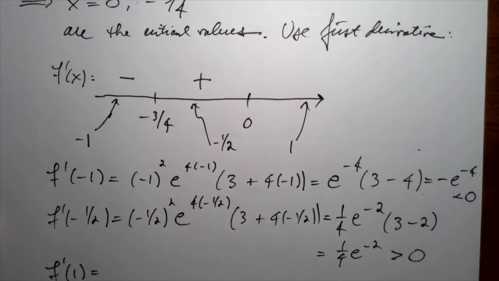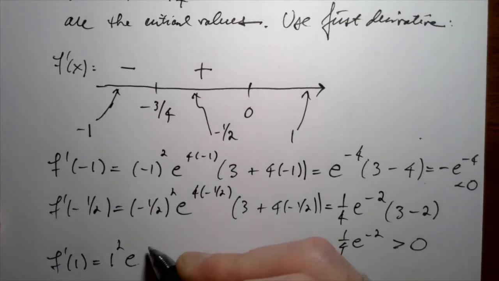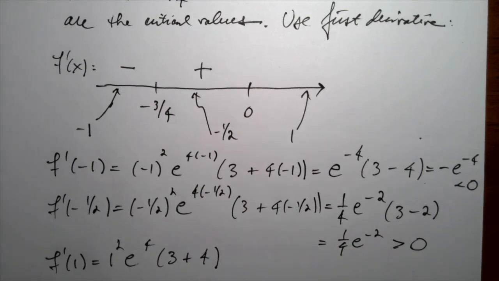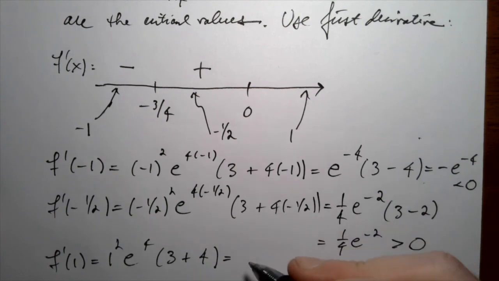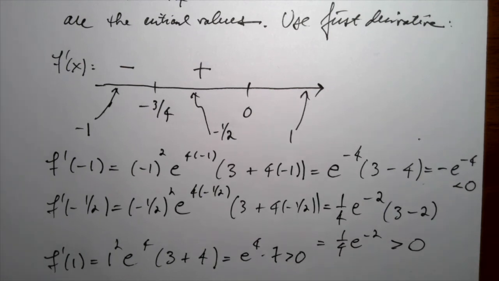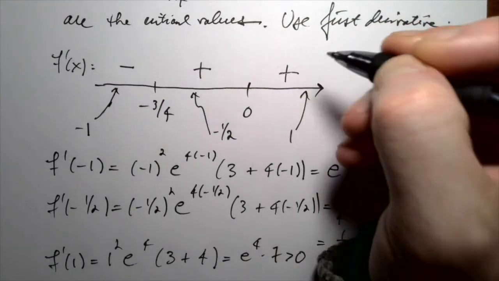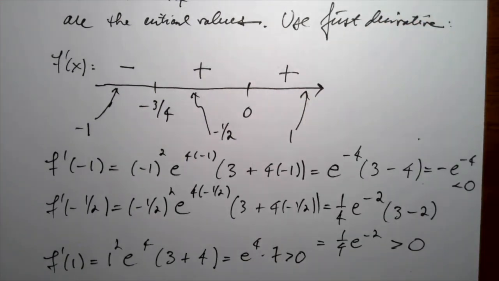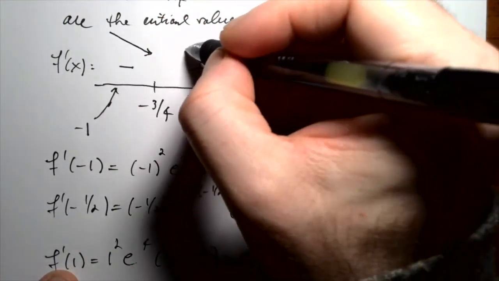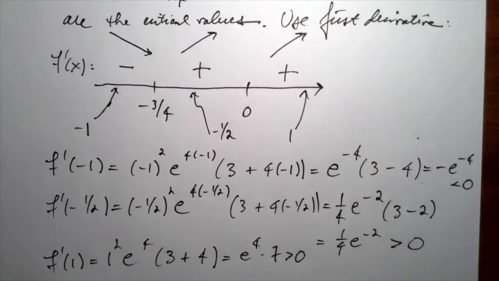Finally, let's plug in 1 into the formula for the derivative. This one's a little bit easier to plug in for. We just get e to the fourth times 7. 3 plus 4 is 7. That's the important term, the term in parentheses. Notice the term in parentheses determined the sign each time. That's also positive. Okay. So there we have figured out the signs of the derivative. What does that mean about the function? That means the function is decreasing, and then it's increasing, and then it's still increasing. Okay? So what in the world could that mean?